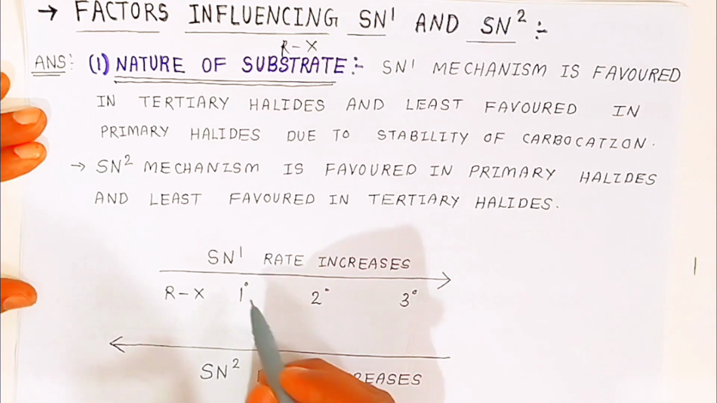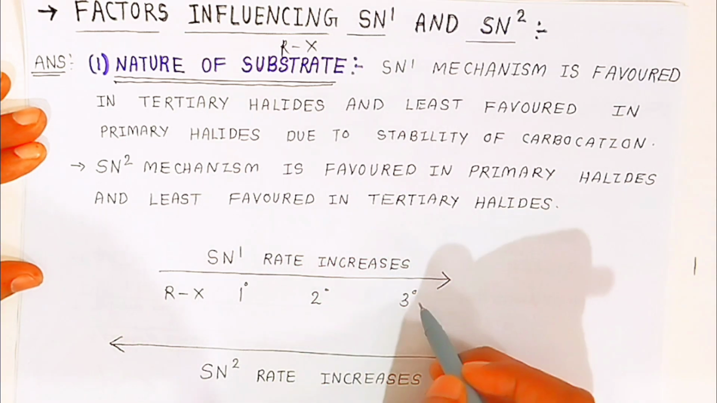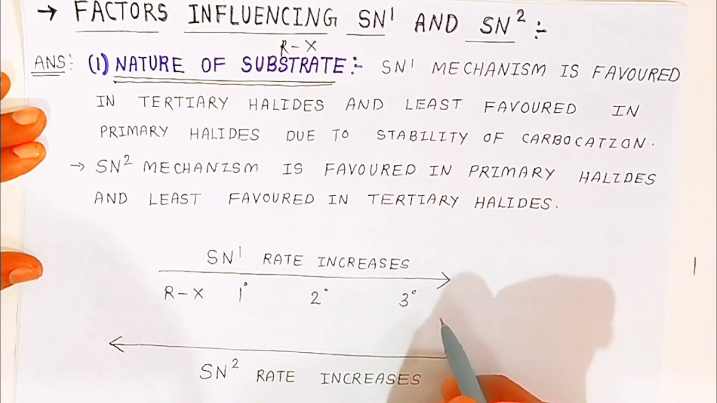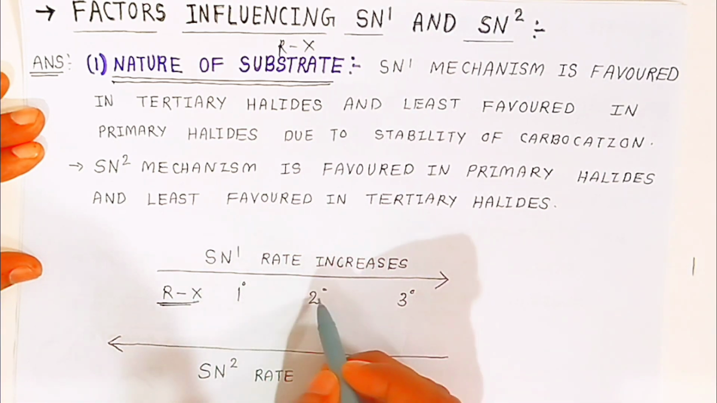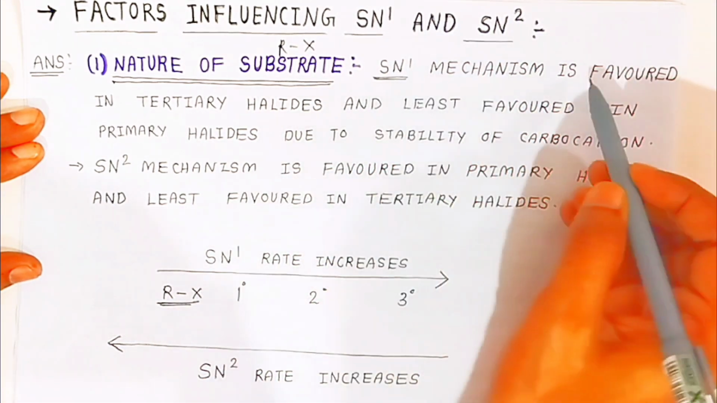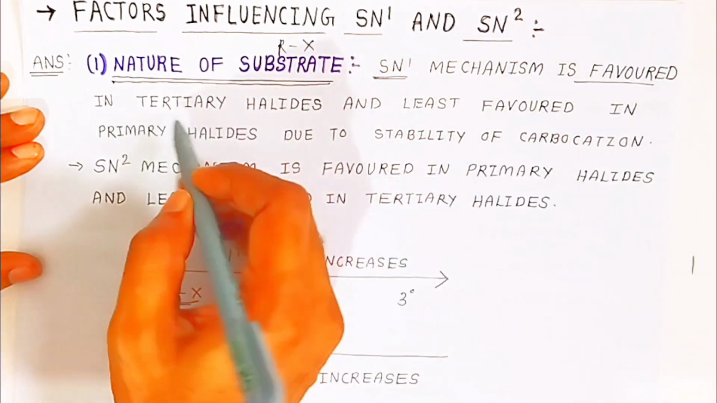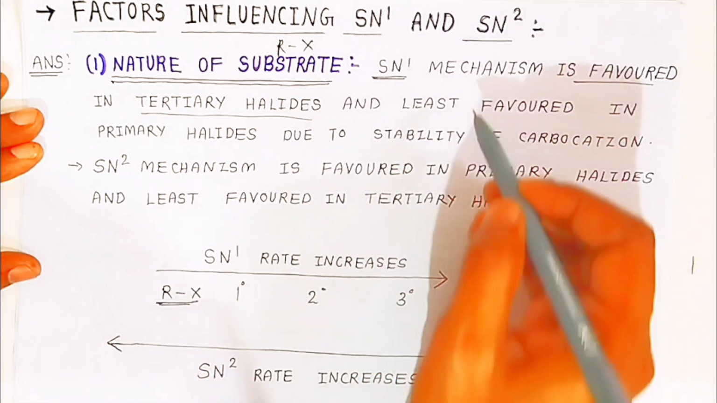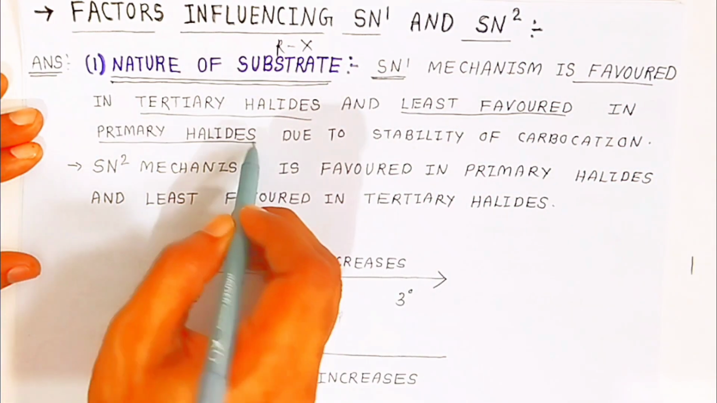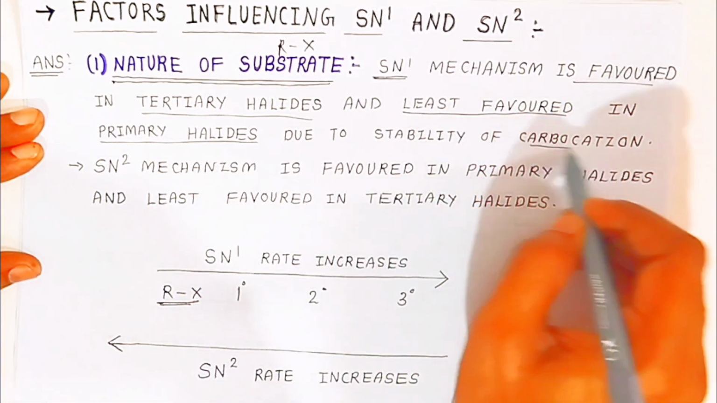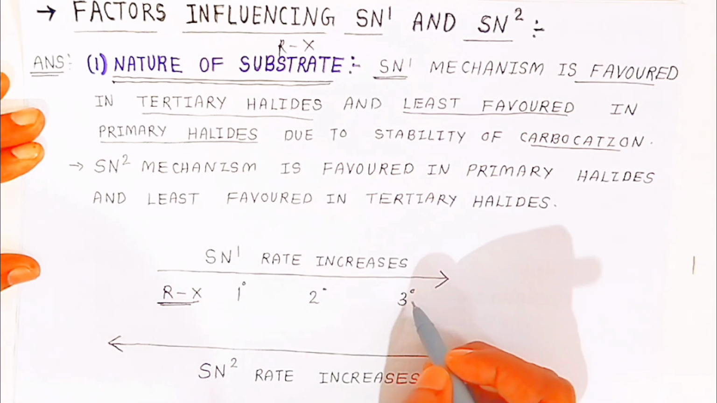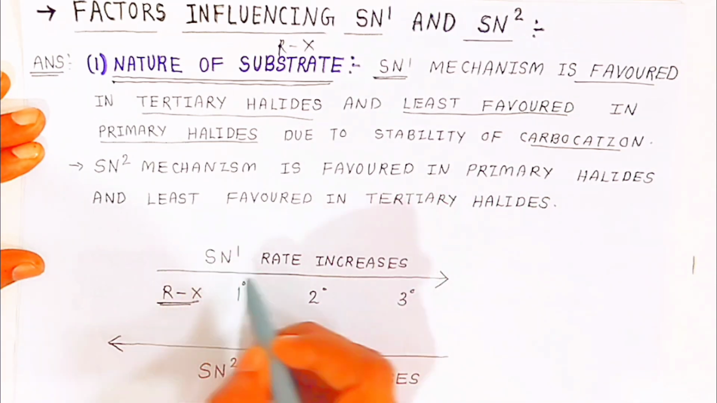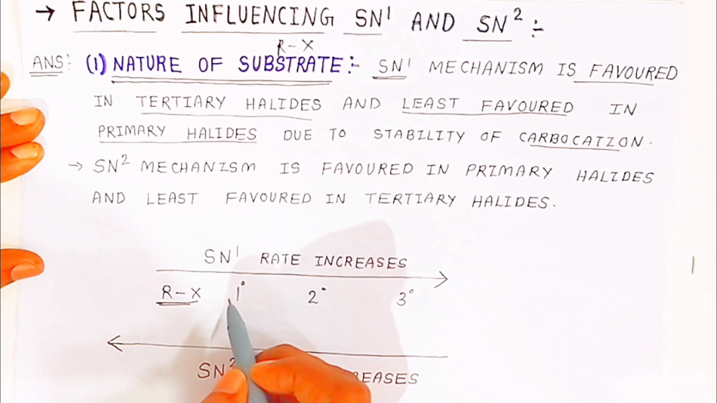In nature, students, we have primary alkyl halide, secondary alkyl halide, or tertiary alkyl halide. What happens, students, is that the SN1 mechanism is always favored in tertiary alkyl halides, and least favored in primary halides due to the stability of carbocations. Tertiary alkyl halides have a very stable carbocation. That is why the rate of the SN1 reaction increases from primary to tertiary.